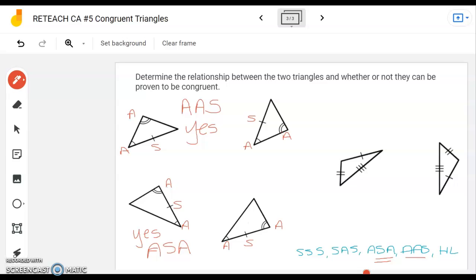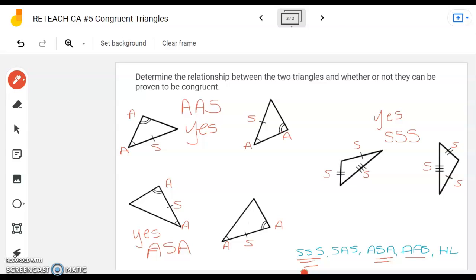Okay, my last example before you get to try them on your own is I have a side marked and the corresponding side, a side marked and the corresponding side, and a side marked. Okay, so I have all three sets of sides marked in one triangle, and I have the same set of sides marked in the other triangle. So are they congruent? Yes, they are, and they can be proven congruent through side, side, side. Side, side, side is one of our theorems.